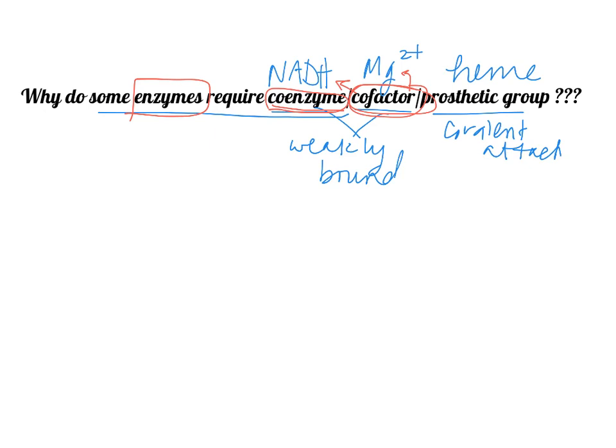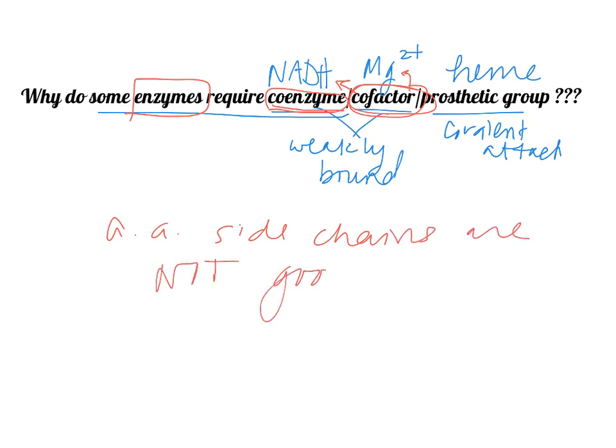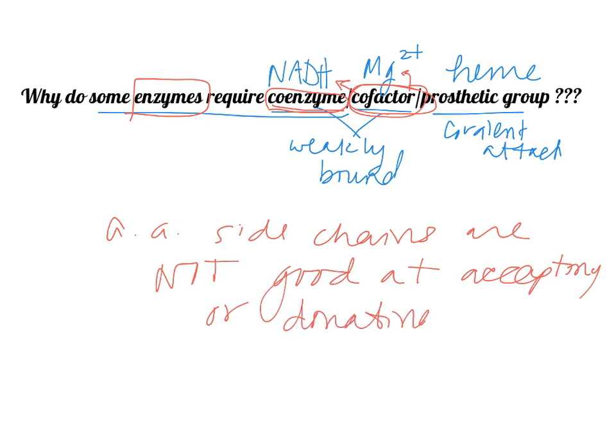So the coenzymes and the cofactors tend to have something to do with redox, and the reason that they need them is that the amino acid side chains are just not good at accepting or donating electrons. They're just not good at it. The same thing with hemoglobin. You have to have the heme because the amino acid side chains are not good at accepting that oxygen.